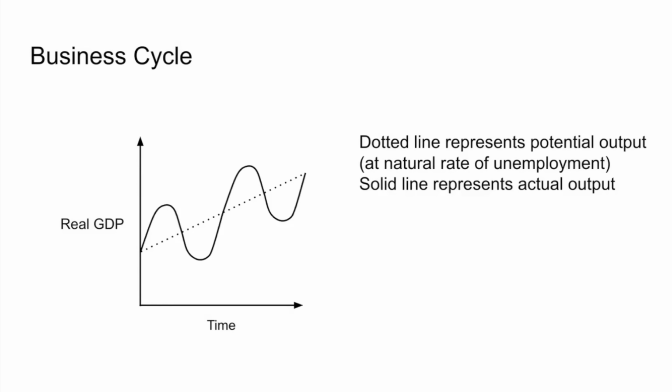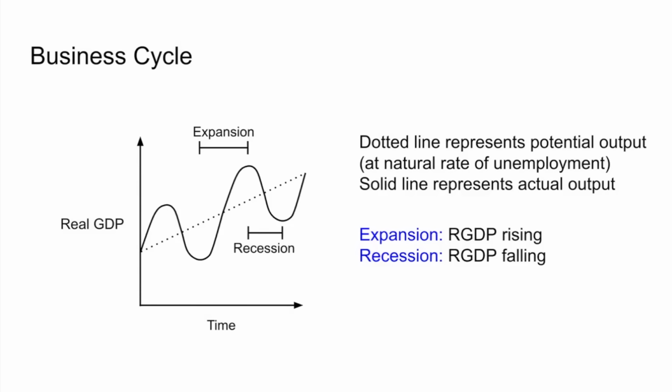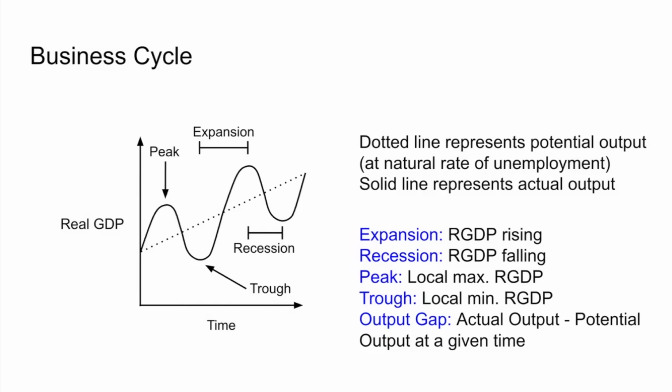So there are periods where the actual output is greater than the potential output, and periods where there are economic downturns, so actual output is less than potential output. So an expansion is a period where real GDP increases, whereas a recession is a period where it decreases. And a peak is a local maximum real GDP point in this graph, whereas a trough is a local minimum. And the output gap at any given time is equal to the actual output minus potential output.